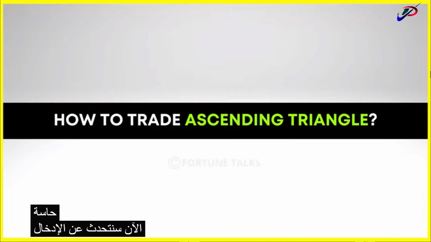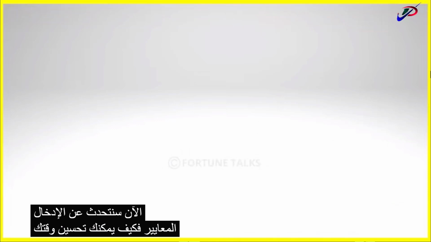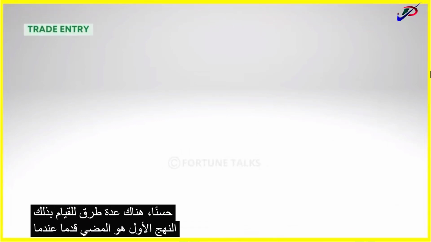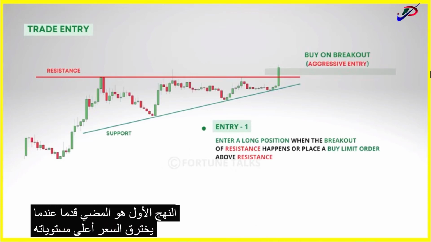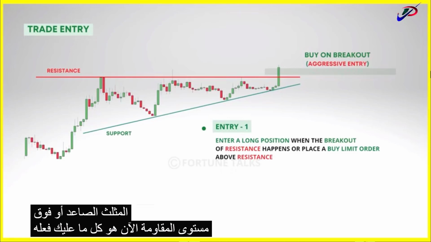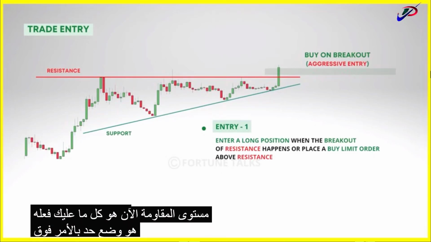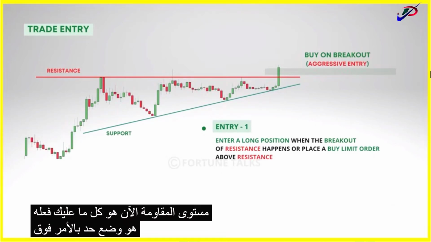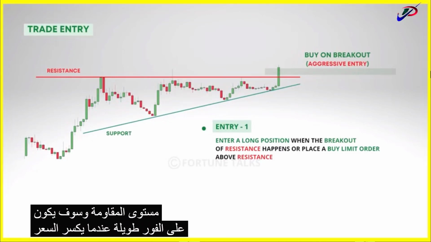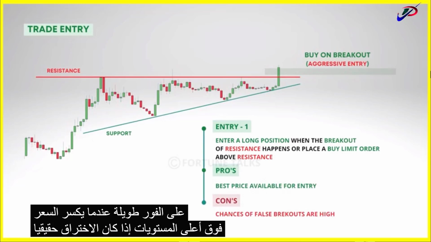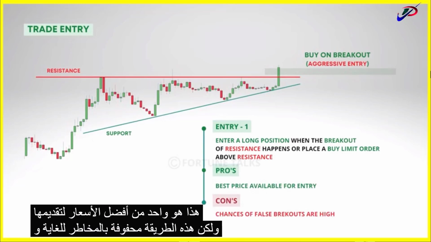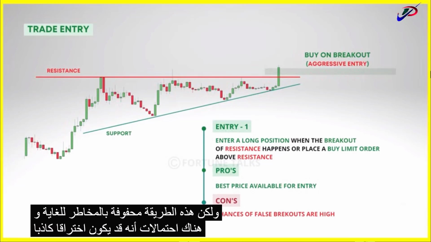Now we will talk about the entry criteria. So how to better time your entry? Well, there are a few ways to do it. The first approach is to go long when the price breaks above the highs of the ascending triangle or above the resistance level. Now all you need to do is to place a limit buy order above the resistance level and you will be immediately long when the price breaks above the highs. If the breakout is real, this is one of the best prices to enter. But this method is very risky and chances are it might be a false breakout.